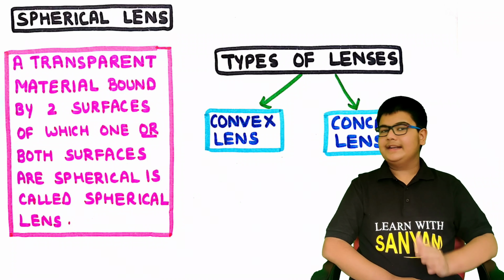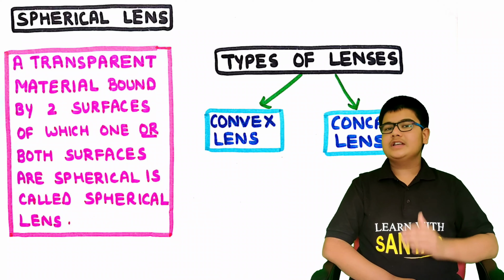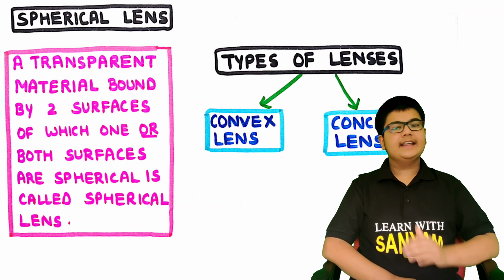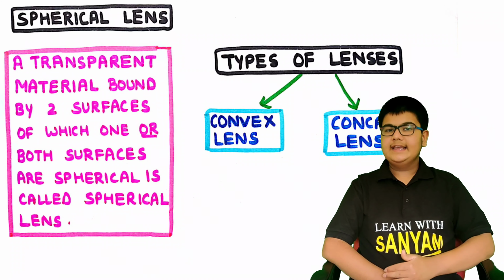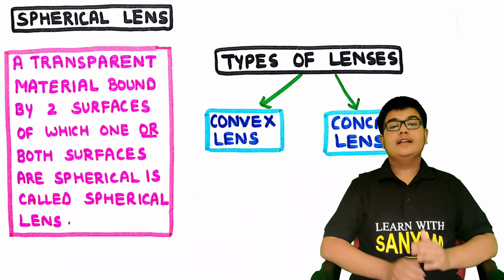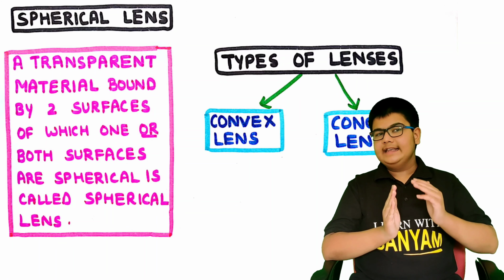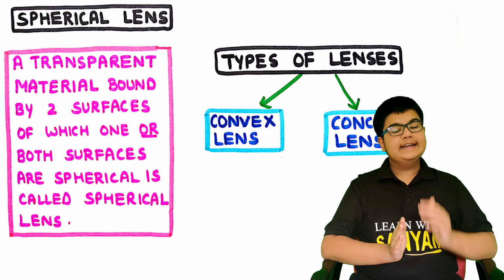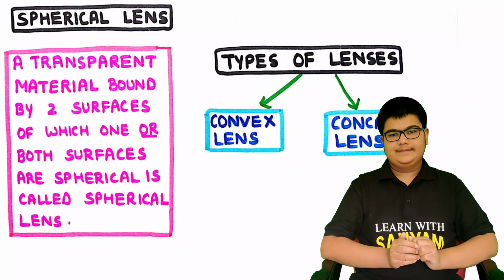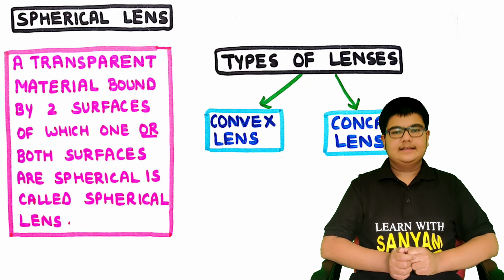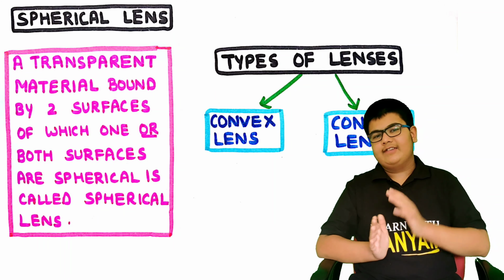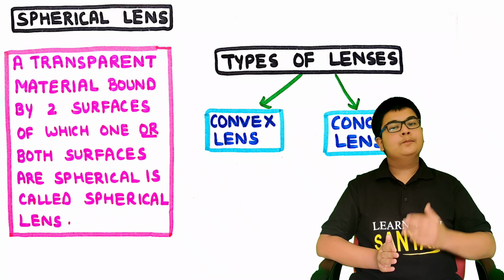A transparent material bound by two surfaces, of which one or both surfaces are spherical, is known as a spherical lens. So basically, in a spherical lens, there are two surfaces and at least one of the surfaces needs to be spherical in shape. Now, there are two types of lenses, convex lens and concave lens. Let's study about both of them in detail.